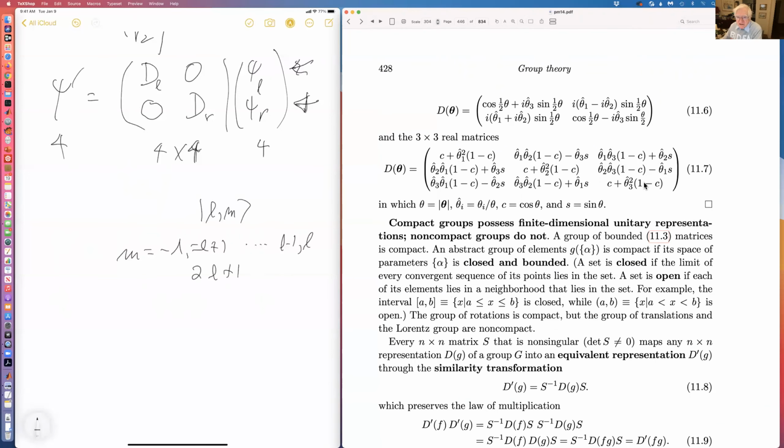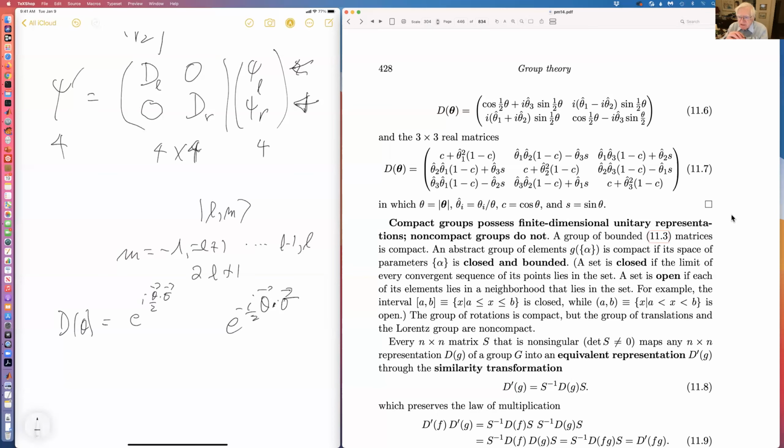In fact, an easier way of writing this is to say that D of theta is equal to e to the i theta over 2, a theta vector dot the sigma Pauli matrices. And this actually represents an inverse matrix. The actual rotation is e to the minus i over 2 theta dot sigma, but that would have meant I would have had to put in an extra minus i.